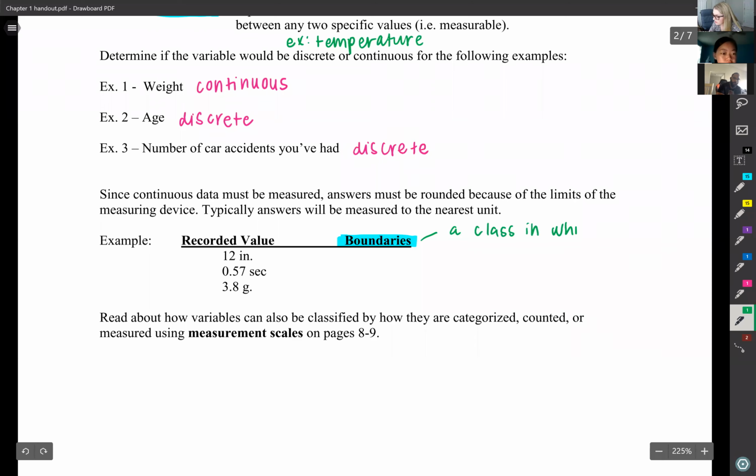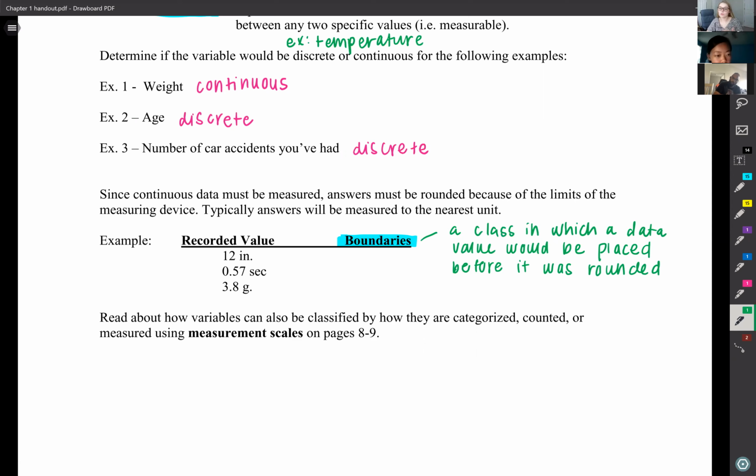in which a data value would be placed before it was rounded. Okay, just to give you an idea of what the boundary actually is. So it's maybe where the actual data value would be before your measuring device or whatever rounded it.